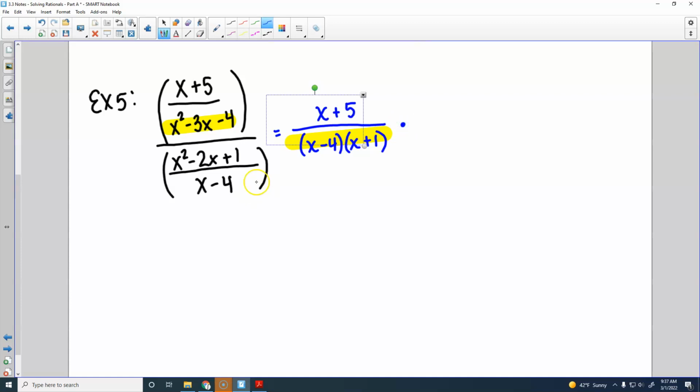And then I've got to flip the second and multiply. So I've got this x squared minus 2x plus 1 over x minus 4. I'm going to flip it so that x minus 4 is on the top. And then I'm going to need to factor this piece right here to put it on the bottom.